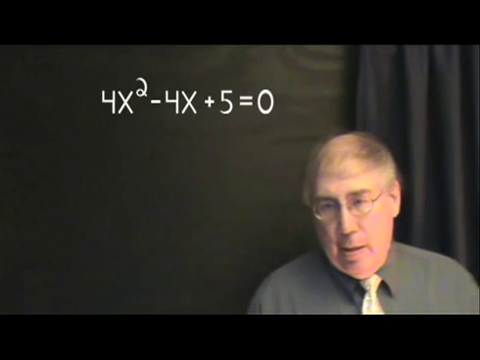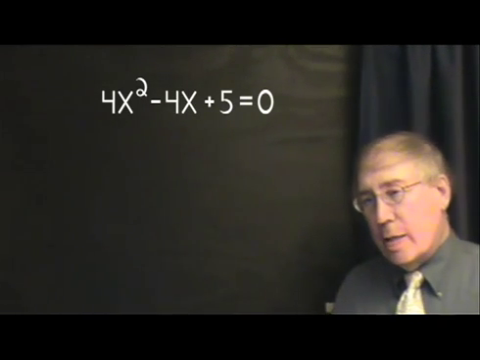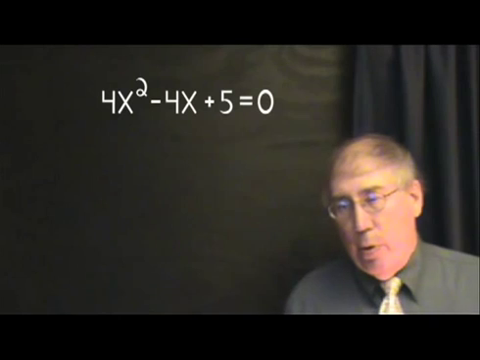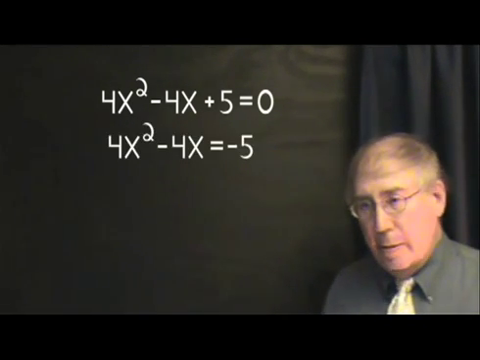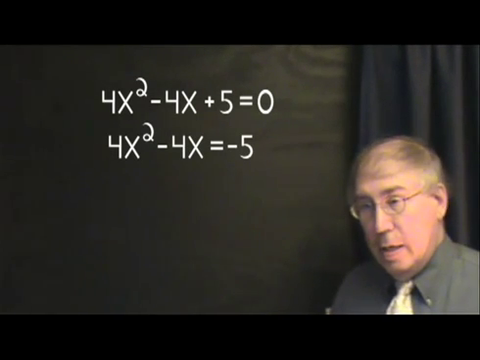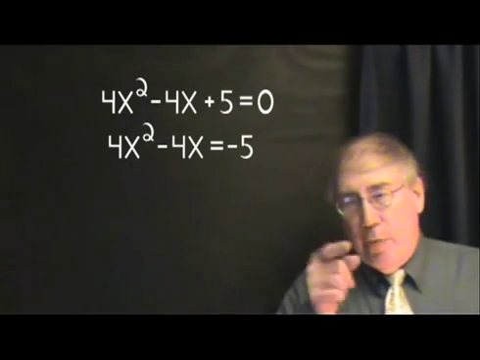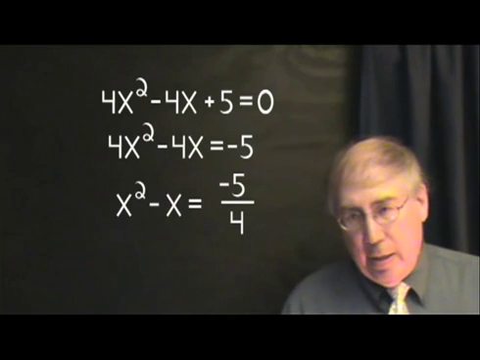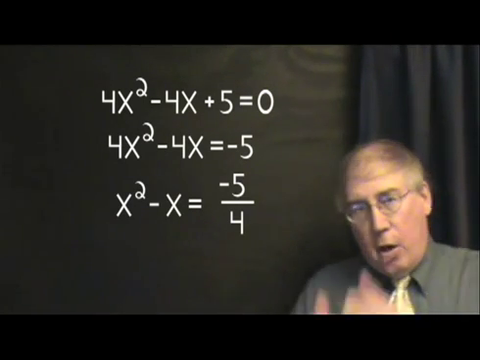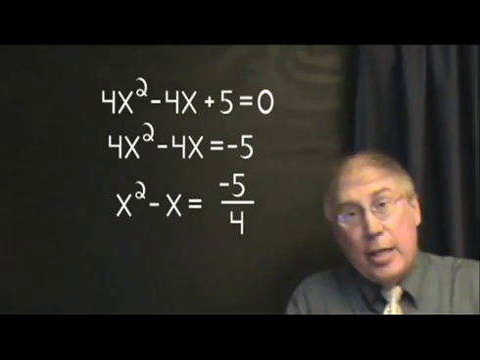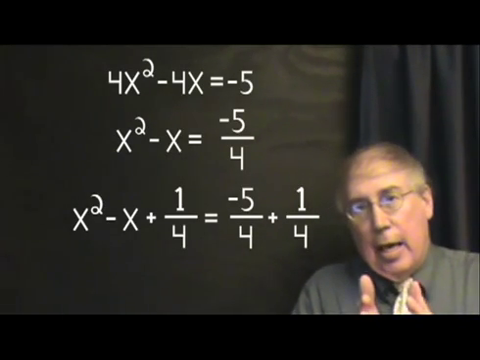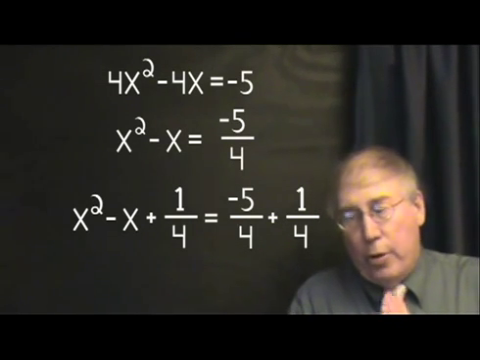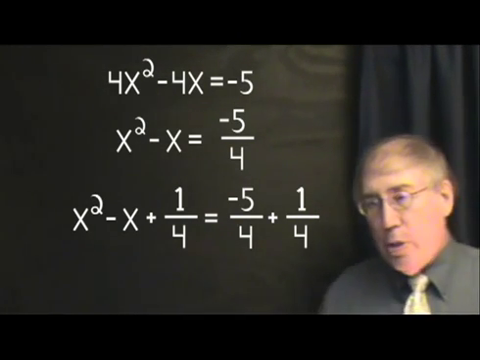Here, let's subtract 5 from both sides. Now, let's divide through by a 4. And that's going to leave us with a 1 as the coefficient of x. Take 1/2 of that, 1/2 of 1, and square it to be 1/4. So we'll add 1/4 to both sides.